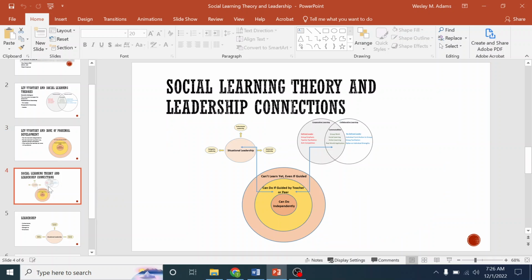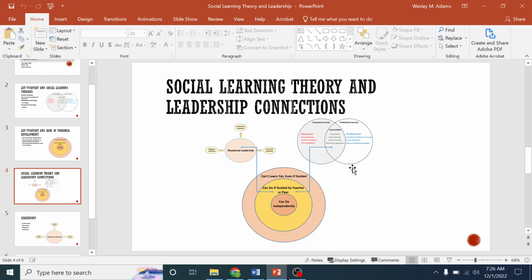Now, for today's lesson, we're going to talk about leadership. And leadership is directly connected to things that you can do if guided by teachers or peers, because they're going to lead you through the process and help you out and kind of instruct you along the way and guide you through that process. And then obviously it's connected to types of leadership.